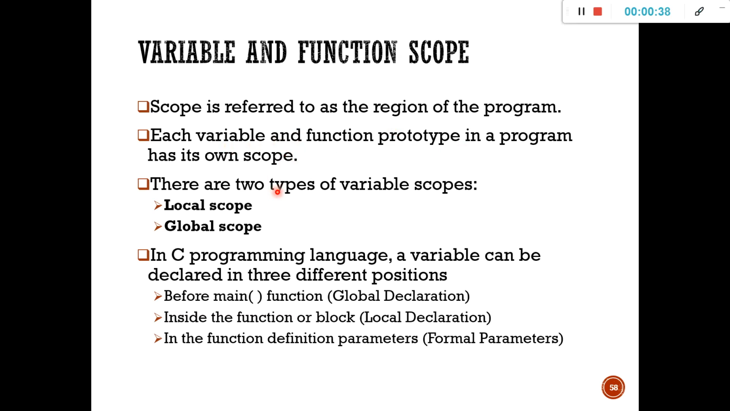There are two types of variable scope: local and global. Only two types. In the C programming language, a variable can be declared in three different positions. One is before main, before int main. But if you do that, your variable will become global.